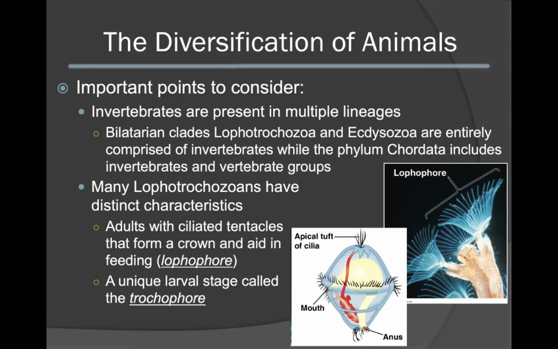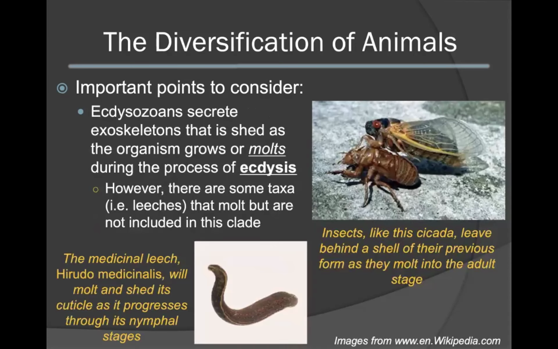When we consider the lophotrochozoans, they are named based on the presence of two distinct characteristics. They have a unique larval stage that is called the trochophore, and in addition, they have a lophophore present in the adult stage. The lophophore refers to a ring of ciliated tentacles that aid in the feeding process. The lophotrochozoans will have either one or both of these characteristics present.